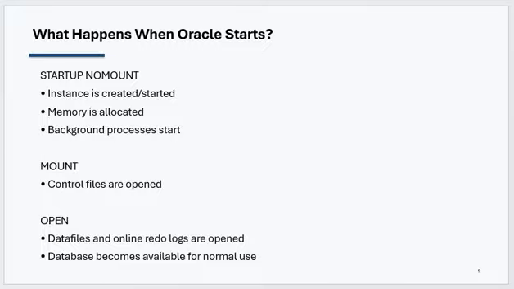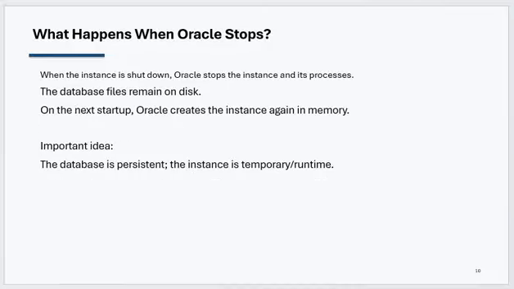Next comes the mount stage. During the mount stage, Oracle accesses the control files and identifies the database. And finally comes the open stage. Oracle opens the database files and makes the database available for normal operation. So remember, in the nomount stage, the instance starts only. In the mount stage, control files are accessed, and in the open stage, the database becomes available for regular online transactions. We will study these startup stages in much greater detail later in upcoming sessions.